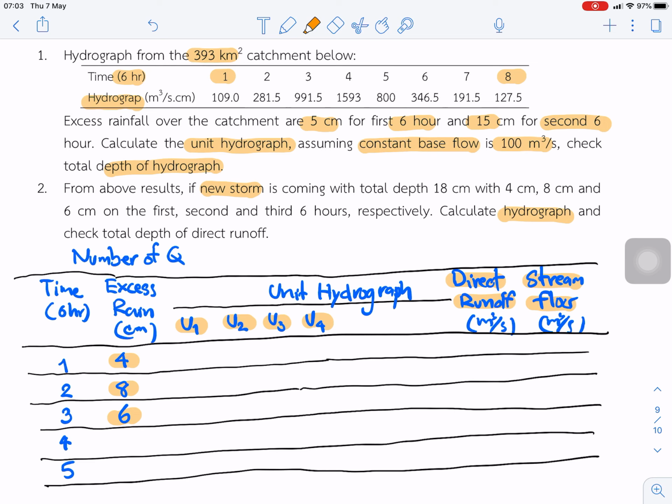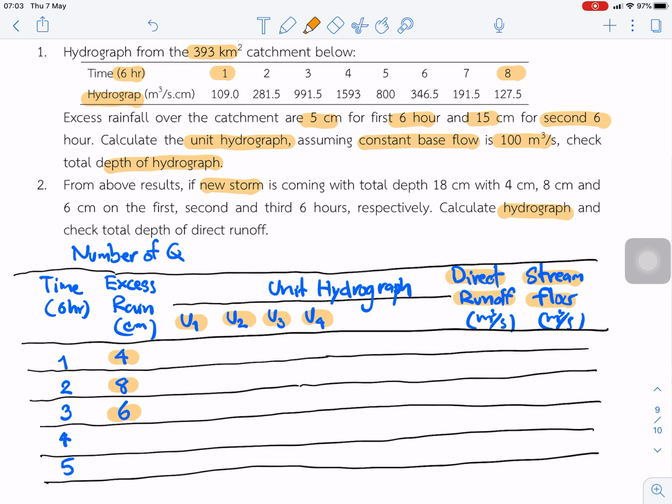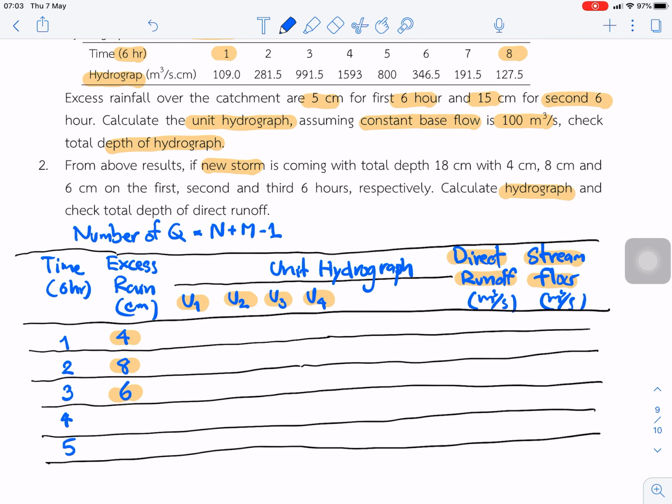Okay, first we have to identify the number of Q. Q is equal to n plus m minus 1. So we can write the number of Q as 1, 2, 3, 4 until n, and substitute from P1 U1. This is from P2 U1, P1 U2, P2 U1 and so on.